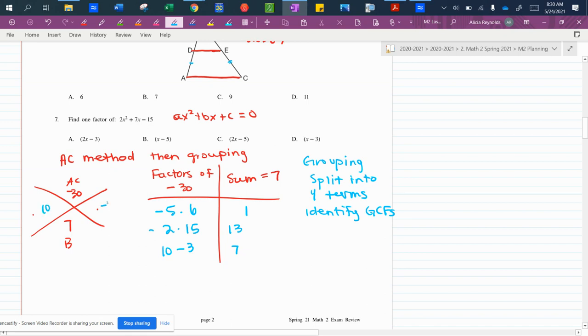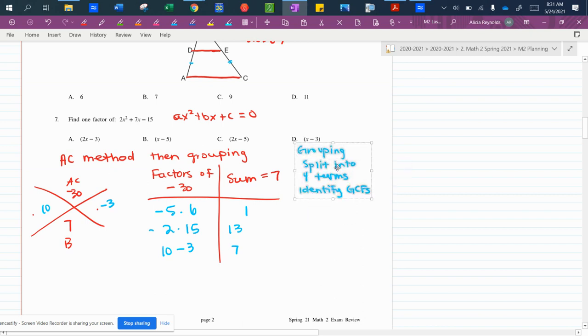So if I have 10 and negative 3, I'm splitting this into 2x squared plus 10x minus 3x minus 15. Group them. So if it was a GCF of 2x squared plus 10x.